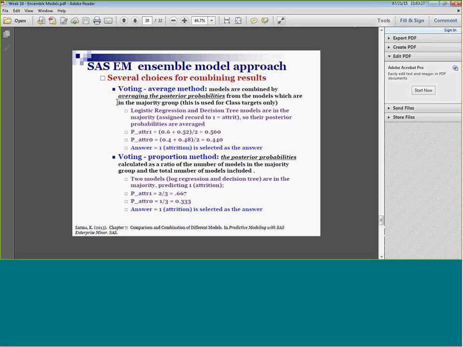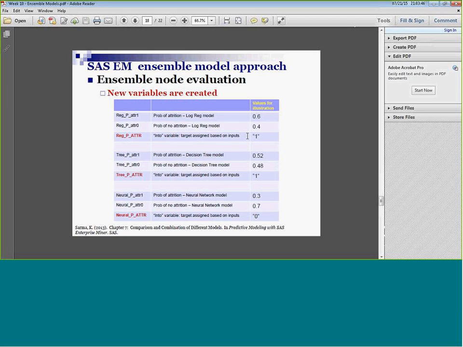Now, the next 2 are a little more complex, but not bad. There's a voting average method. Models are combined by averaging the posterior probabilities from the models which are in the majority group and only used for class targets. Of course, this was a class target. So who's in the majority group? Well, this said it was a 1, this said it was a 1, meaning attrit, this said it was a 0. So these 2 are in the majority group, right? Logistic regression and decision tree are in the majority group.